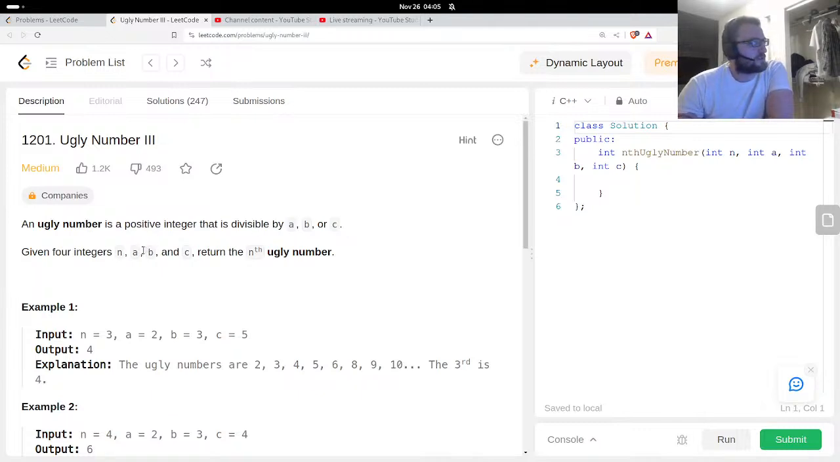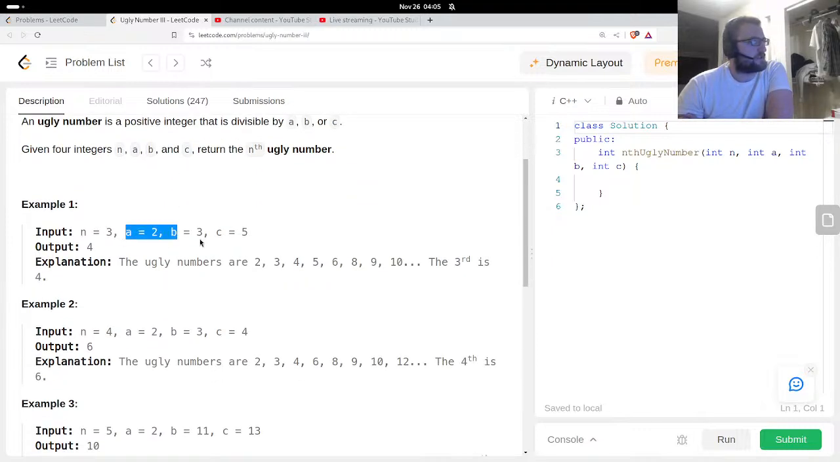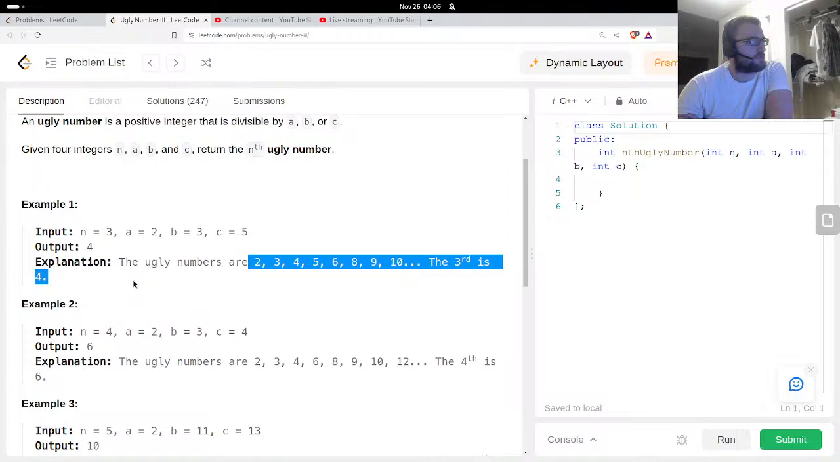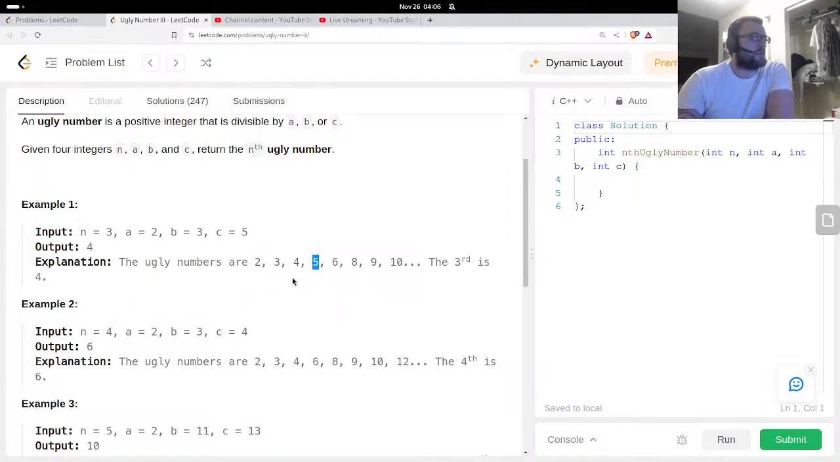Okay. Given 4 integers, return the nth ugly number. An ugly number is a positive integer that is divisible by a, b, or c. Okay, it's divisible by one of those three. A is 2, B is 3, C is 3, N equals 3. The ugly numbers are 2, 3, 4, 5, 6, 8, 9, 10. The third is 4. 1, 2, 3. Excuse me, 1, 2, 3. Oh, I see.